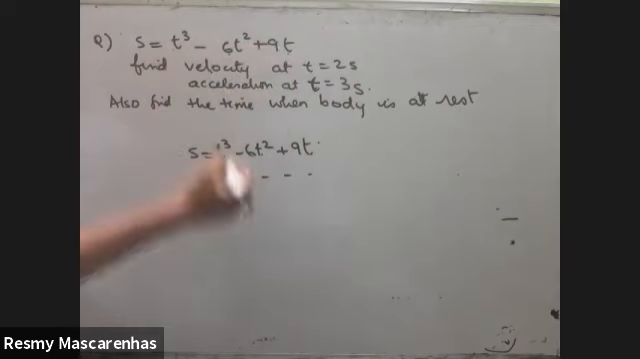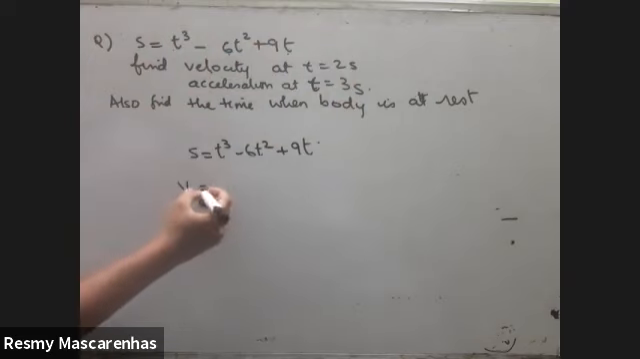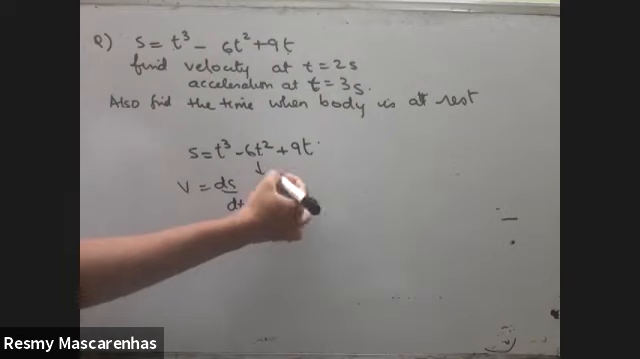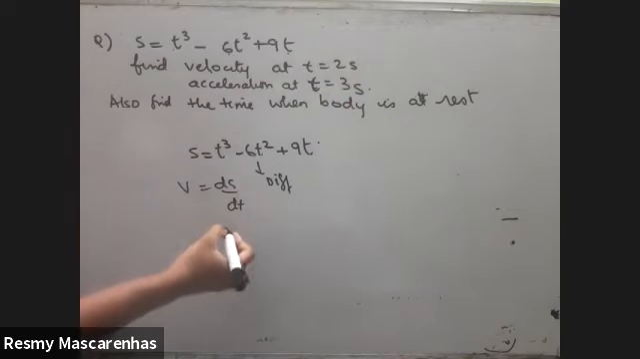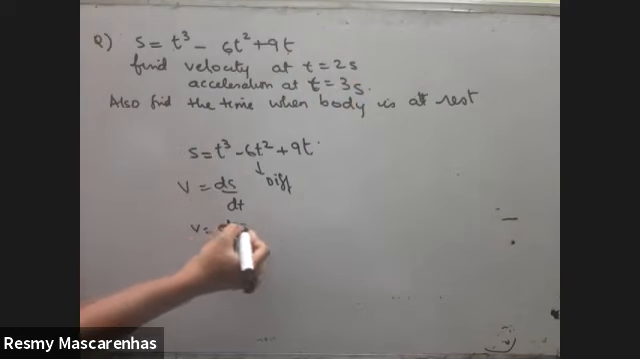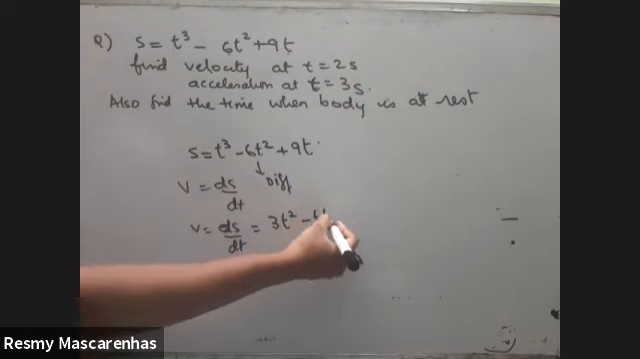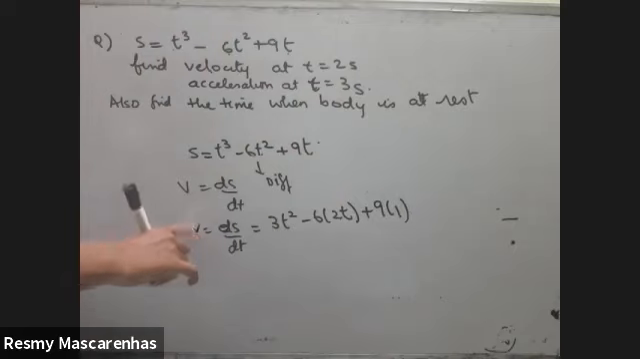Now velocity, this is not a formula for velocity. V has to come in. So definitely v is ds upon dt. So your first step is to find a derivative, or differentiate. So that will be ds upon dt: t cube will be 3t square, then this will be 2t, 9 into 1. So now you got v, that's the velocity.